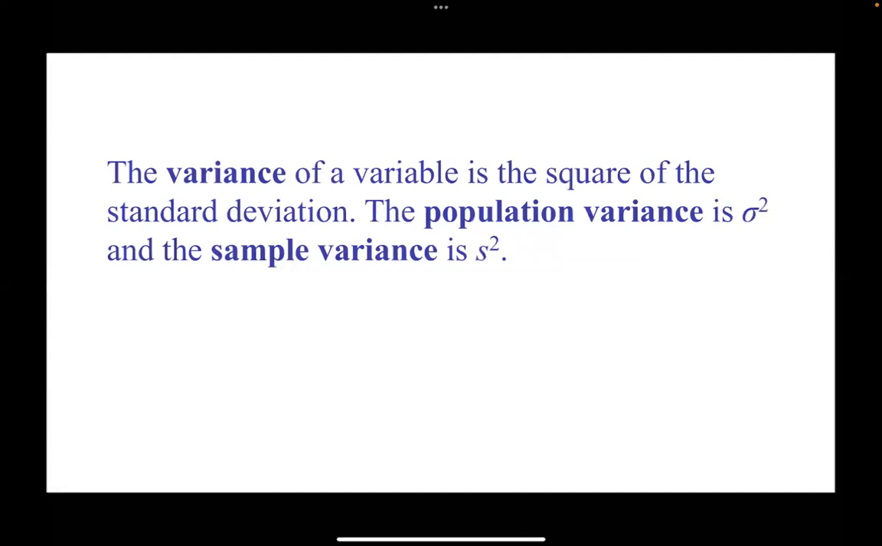I'm sure that somewhere out there's a use for variance. I haven't found one, but you will be asked for it in my Open Math. You will not be asked for it in any test, but my Open Math will ask you the variance. So just square your standard deviation and then move on with your life. All right.